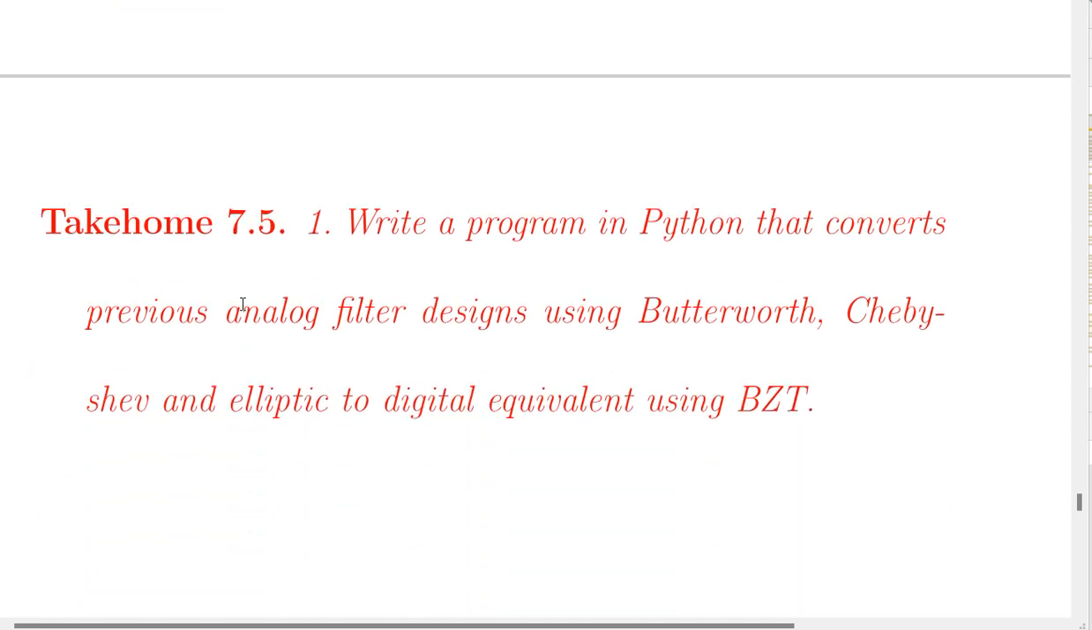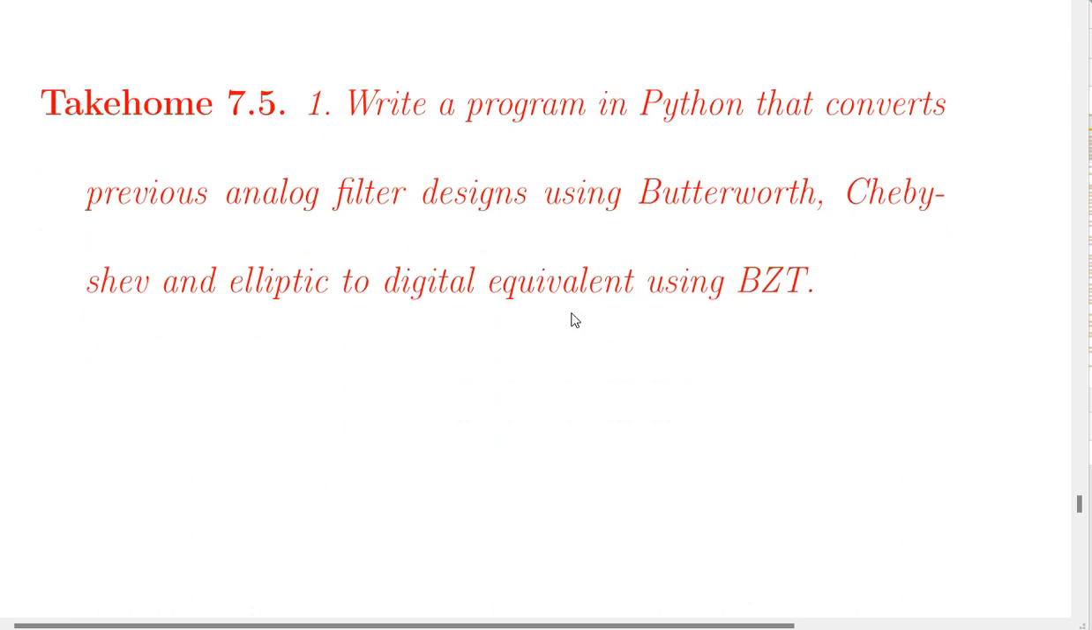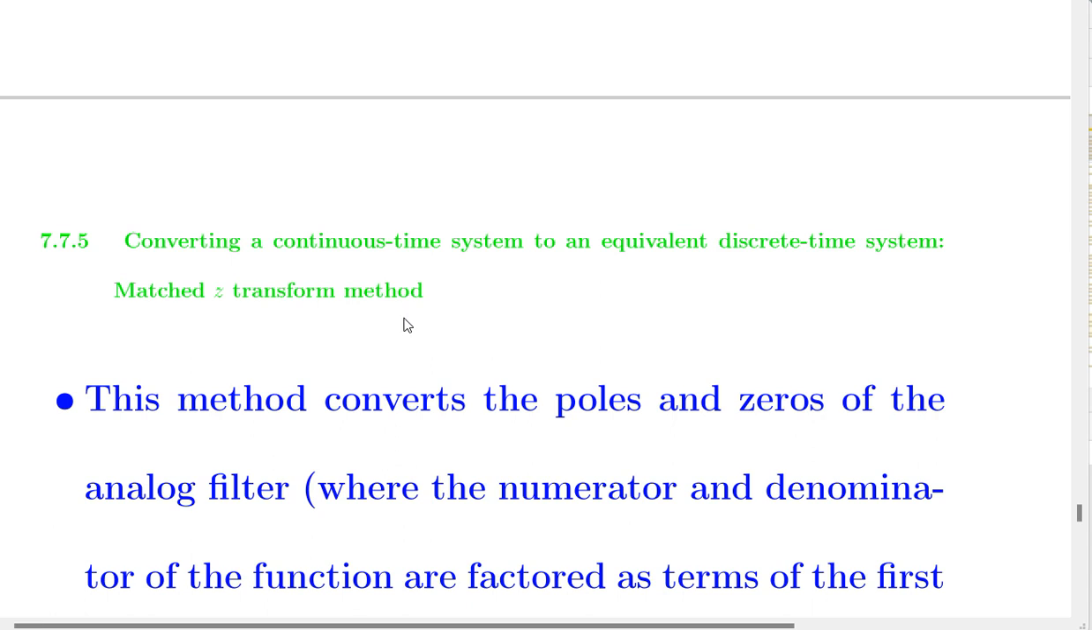Now, take home. Write a program in Python that converts previous analog filter design using Butterworth, Chebyshev, and elliptic to digital equivalent using BZT. Okay? We learned about Butterworth, Chebyshev 1, Chebyshev 2, and elliptic. Now, that's the time to use them in digital environment, of course, using BZT. That's the idea.